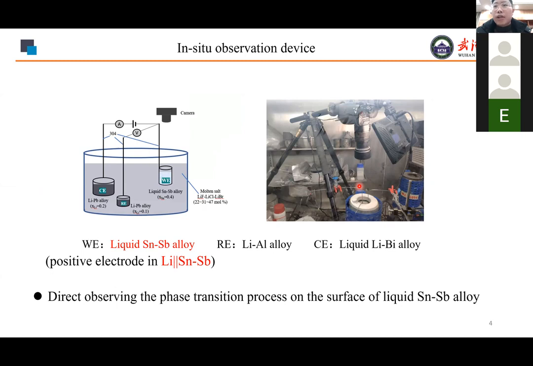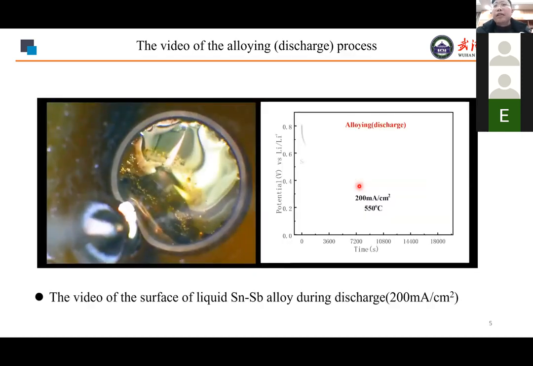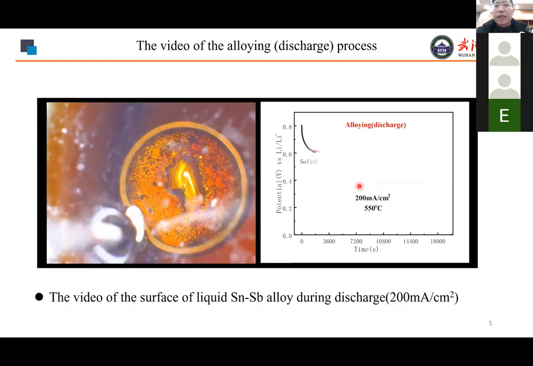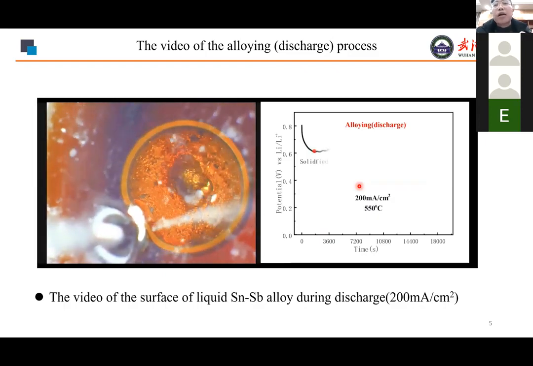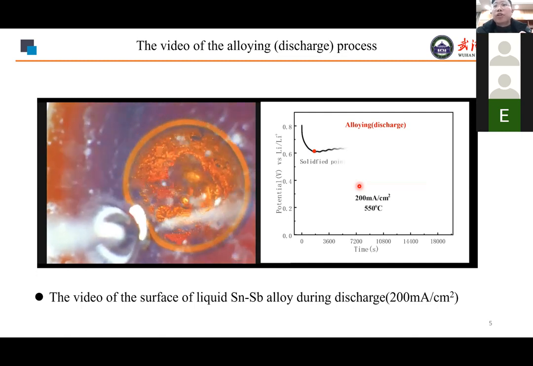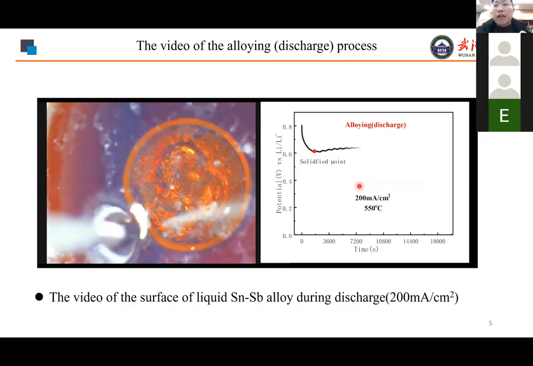There is a 3-electrode cell in this furnace. The working electrode is liquid tin antimony alloy, and a camera beyond this furnace records the surface of the working electrode. The left is the video of the liquid tin antimony alloy during discharge, and the right is the discharge curve. We can see that the electrode is liquid at the beginning, and then the solid phase starts to grow on the surface. The surface has been covered now.